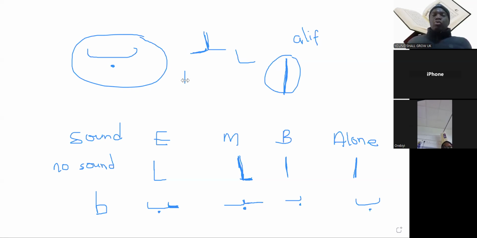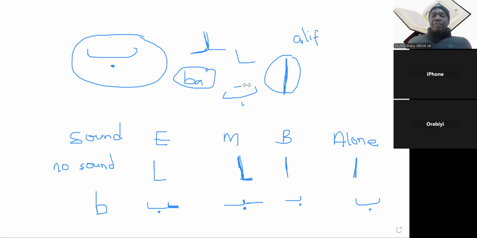When we say ba, how do we write ba? We write B and A. But B and A is ba, with a fatha. Is there any fatha on this ba? No. So that's why it's called b. I'll be teaching you the letter and its sound. The sound is very important. If you get the sound right, the rest is going to be easier.